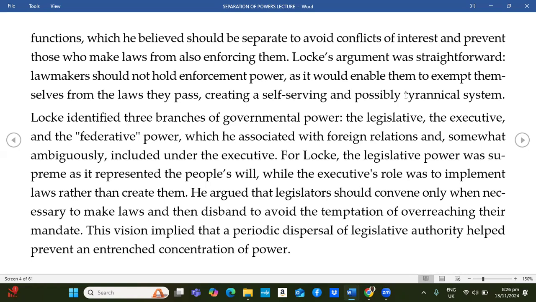So his argument was very straightforward, and it was that lawmakers should not hold enforcement power, as it will enable them to exempt themselves from the laws they pass. And that will create a self-serving and possibly a tyrannical system. So let's look at what happened recently in our parliament, okay? So just imagine if parliament had the final authority to make pronouncements as to what the proper constitutional position is on situations or matters. Just imagine where we have been.